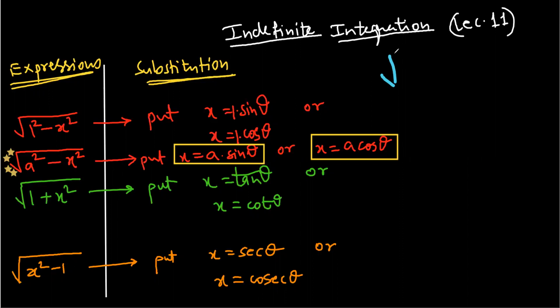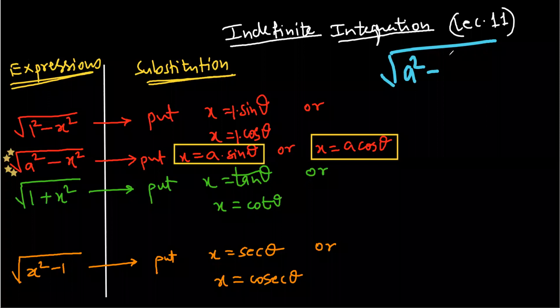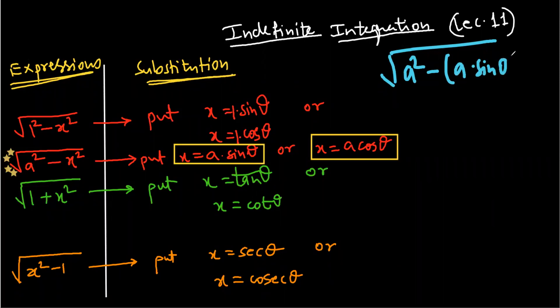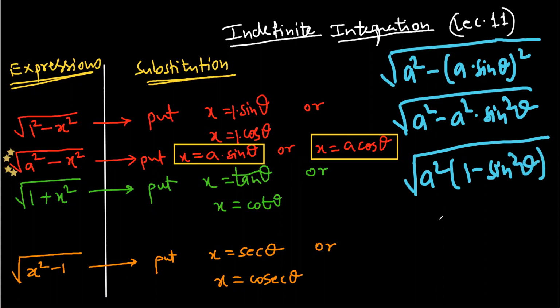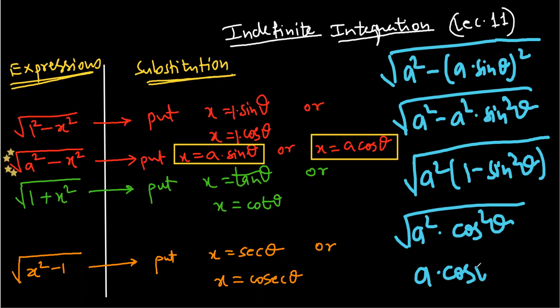So square root of a square minus x square, and what is x? x is a sine theta, so it is a sine theta square. So it is square root of a square minus a square sine square theta. Now taking a square common, I get 1 minus sine square theta, and 1 minus sine square theta is cos square theta, so it is a square into cos square theta, and therefore you have a cos theta. See, the square root is removed.